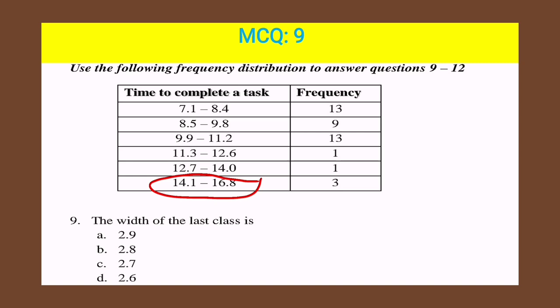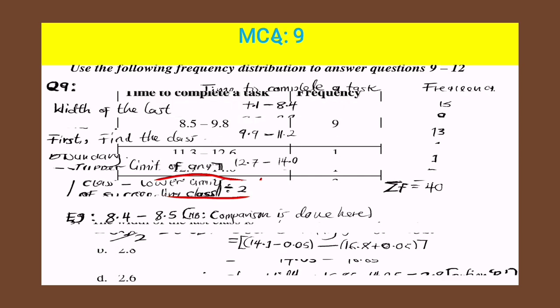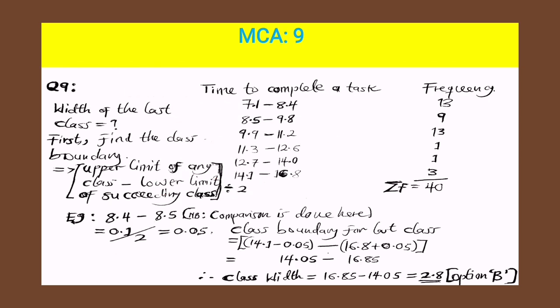So to find the width of the last class, you must first of all calculate what? Your class boundary. How do you calculate class boundary? Let's see how you calculate class boundary in this case. So class boundary is equal to the upper limit of any class compared with the lower limit in the succeeding class, and then divide by what? 2. I've indicated with the red.